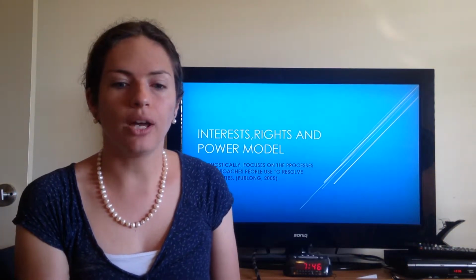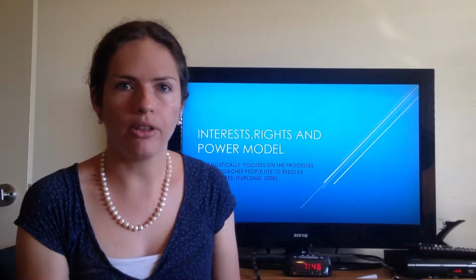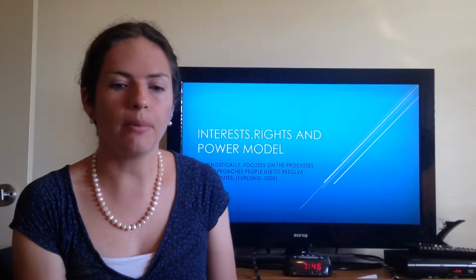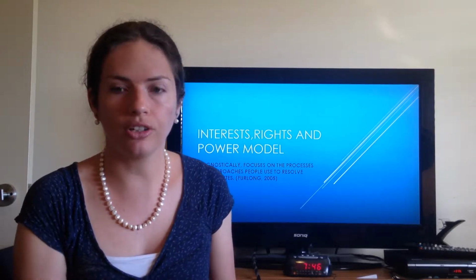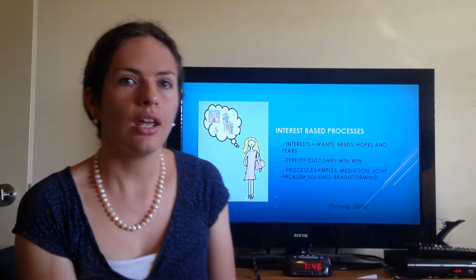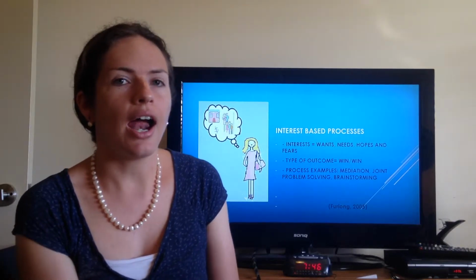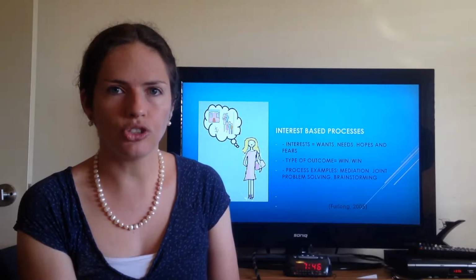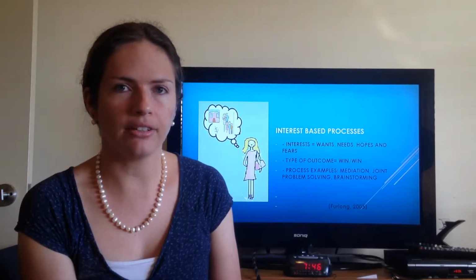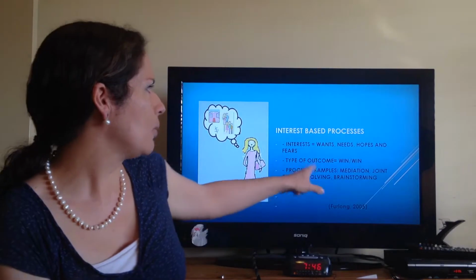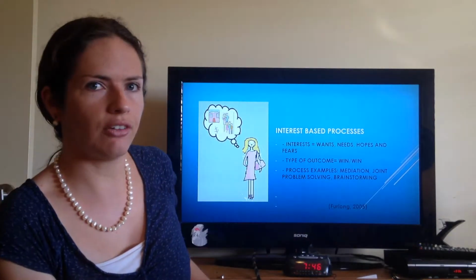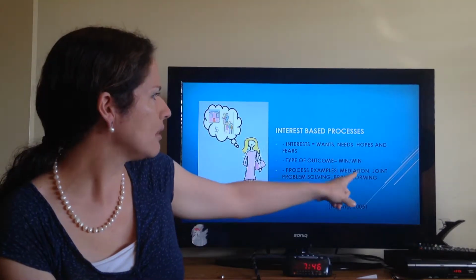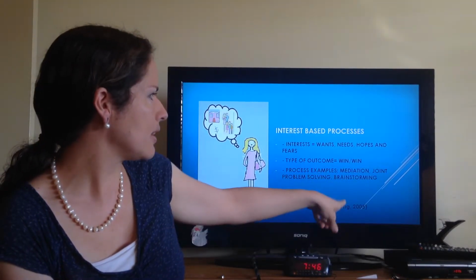Now I would like to talk to you about the interests, rights, and power model. This model focuses on the processes and approaches people use to resolve their conflicts. Interest-based processes are processes that focus on finding a solution that meets the interests of the parties. Interests are usually the wants, needs, hopes, and fears of the parties. The type of outcome in this kind of process is usually a win-win situation, and some examples are mediation, joint problem solving, and brainstorming.